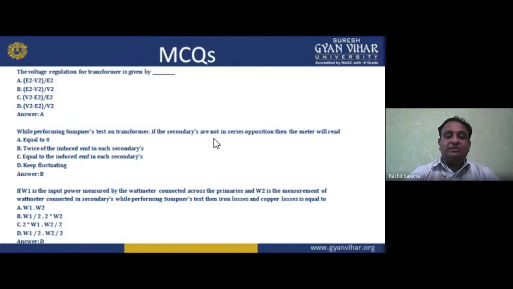If W1 is the input power measured by the wattmeter connected across the primaries, and W2 is the measurement of the wattmeter connected in the secondaries, while performing the Sumpner test, then iron loss and copper loss are equal to what? W1, W2; W1 by 2, 2 into W2; 2 into W1, W2 by 2. So W1 by 2, W2 by 2. Obviously, option D. Half of copper loss and half of iron loss. So iron loss is given by W1 and copper loss is given by W2. So I hope you understand.